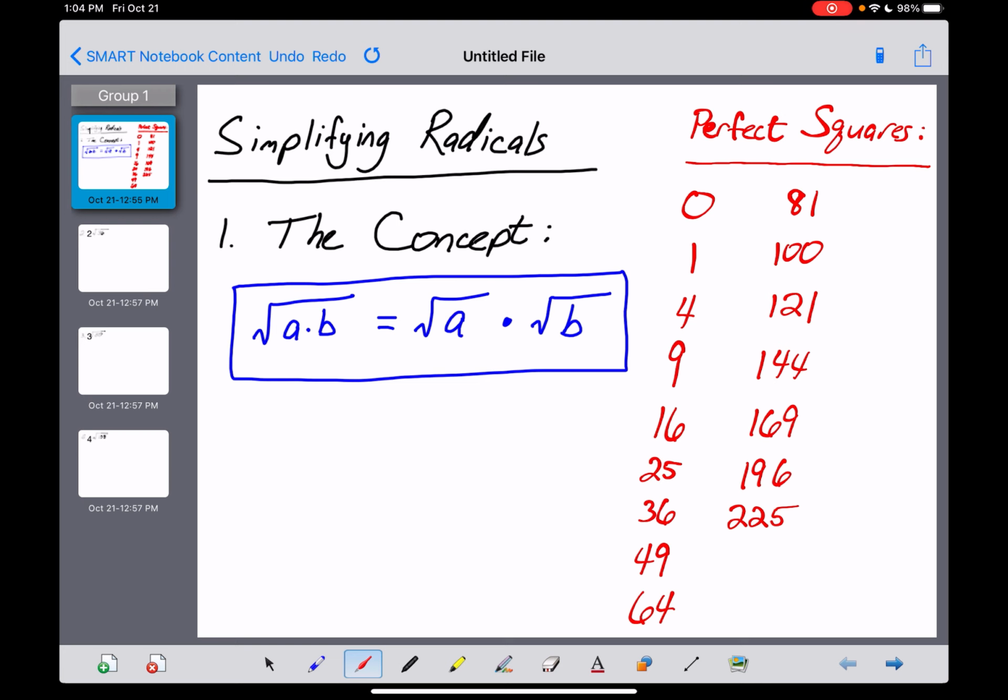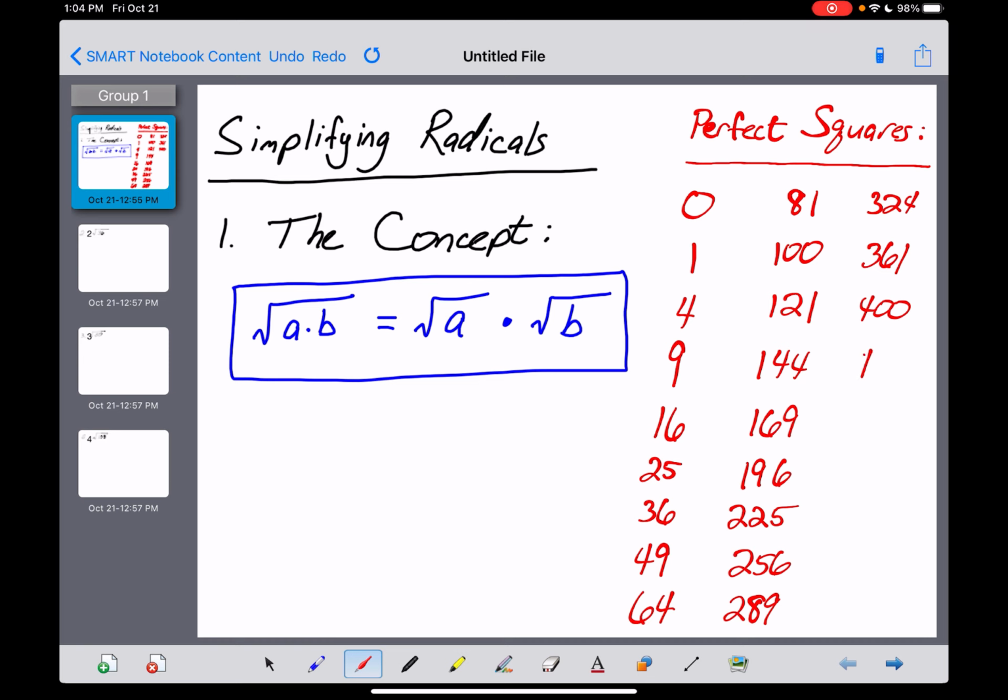Although if you really wanted to impress people and win influence over those around you guys, there you go. 16 squared is 256. 17 squared is 289. Everybody knows that. 18 squared is 324. 19 is 361. 20 is 400.